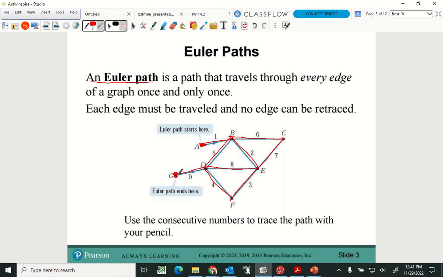All right. So if you think of this down here on the bottom, it says use consecutive numbers to trace the path with your pencil. So you start one place, don't pick up your pencil, and you just go all the way until you get to the end. You can't go over any of the lines twice, and you end somewhere else.